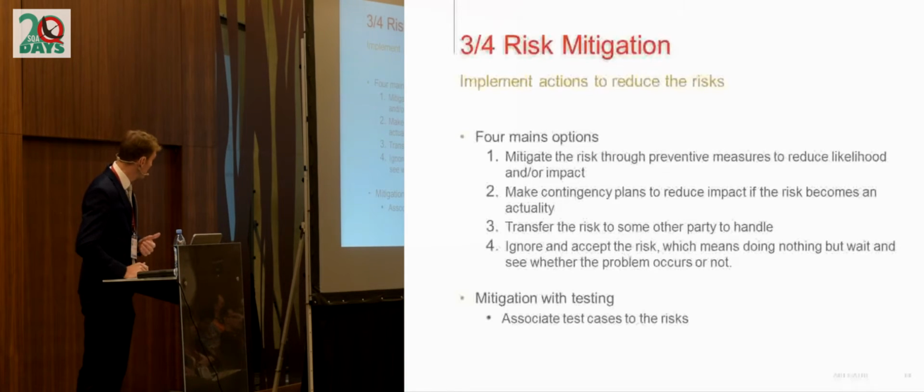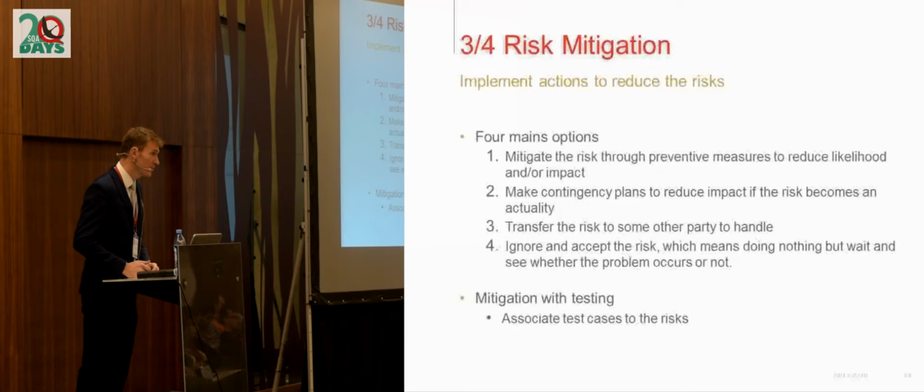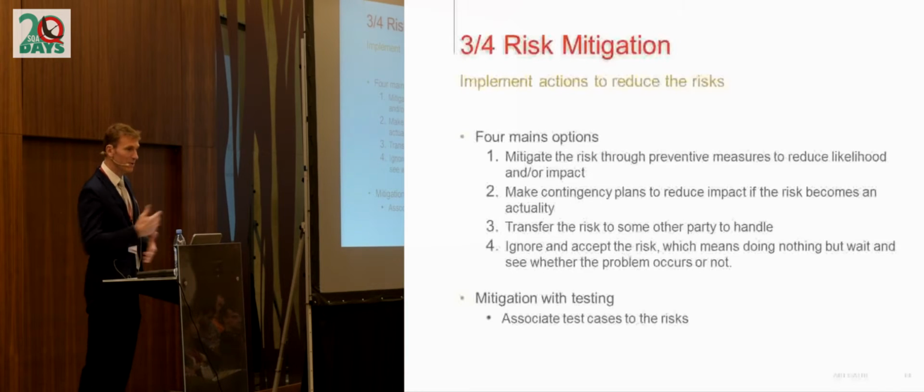The second option is to make contingency plans to reduce the impact. So the goal is to answer the question, what will we do if the risk occurs in production? For example, if the software sold to the customers doesn't work, the customers will complain, and we know that we will be able to offer them a gift for Christmas to make them happy.